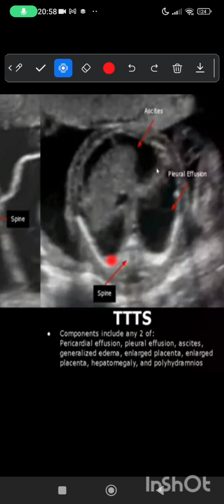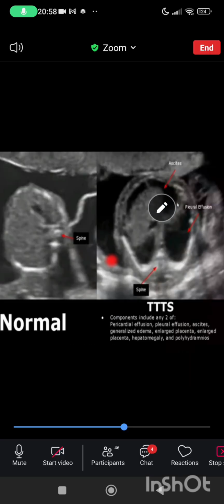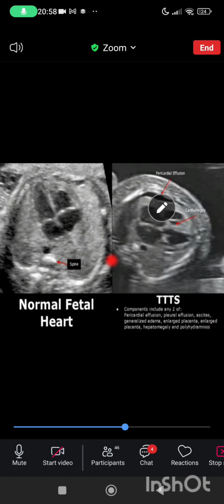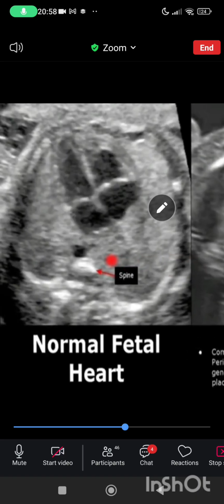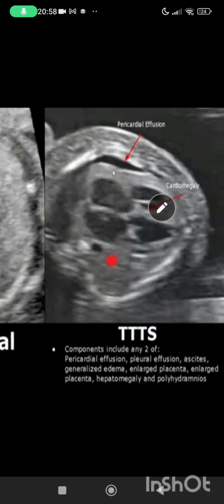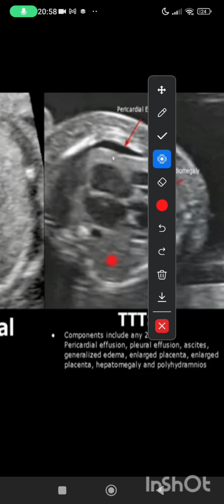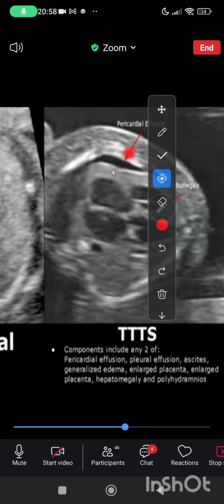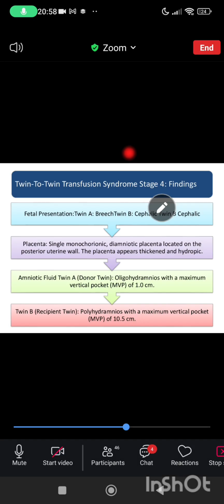And here we can see pleural effusion around the lungs, and pericardial effusion around the heart. So we can see here ascites plus pleural effusion, and here we can see a normal fetal heart appearance, and here we can see fluid around the fetal heart. So it is an image of pericardial effusion.